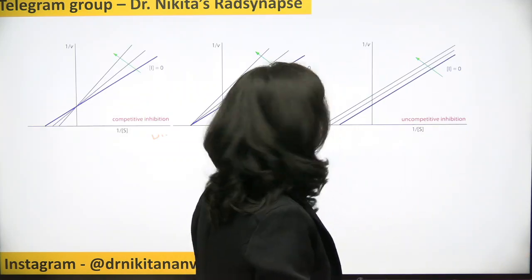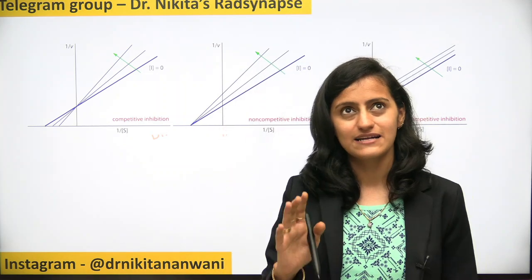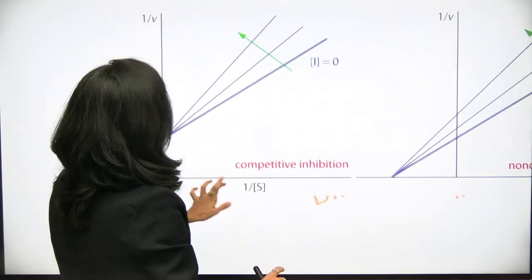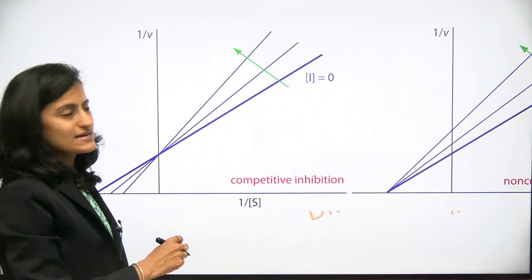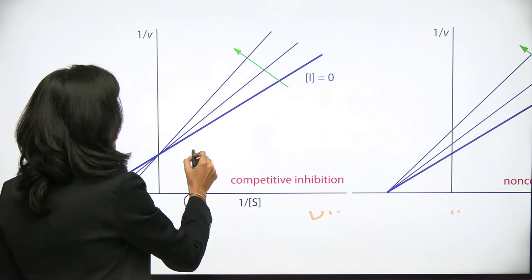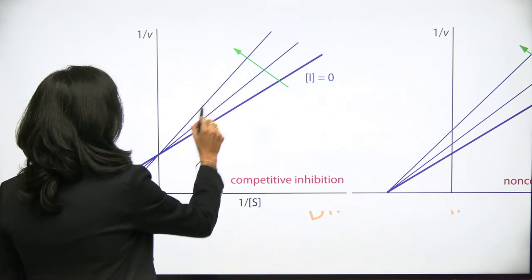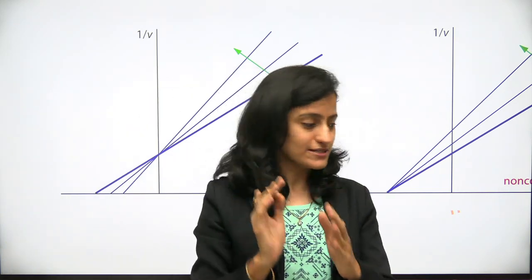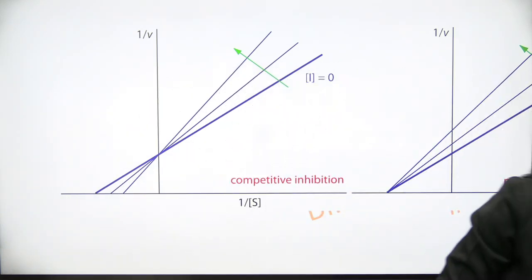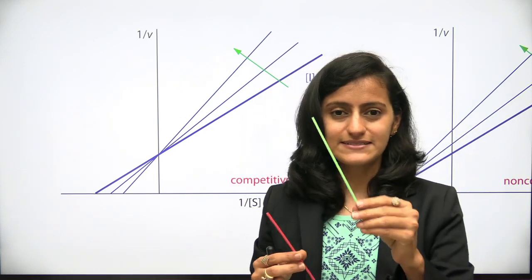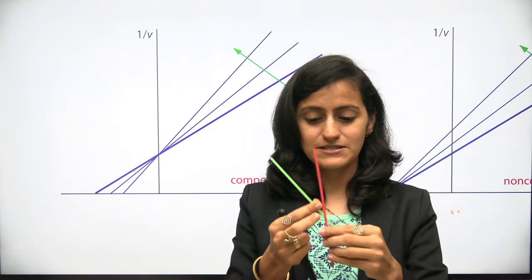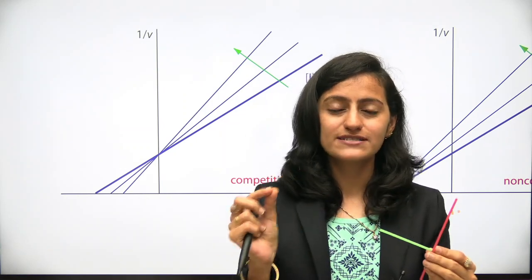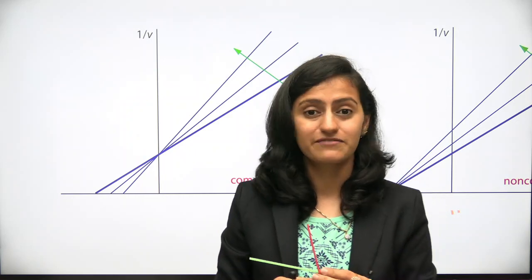So let us see the three graphs that we have here. Look at the first graph here. What's happening to the line here? What we see is that the lines are crossing. Remember that when the lines are crossing, let me demonstrate this to you. This is without the inhibitor and the red is the inhibitor. So when the lines are crossing, remember C for crossing, C for competitive, it's a competitive inhibition.